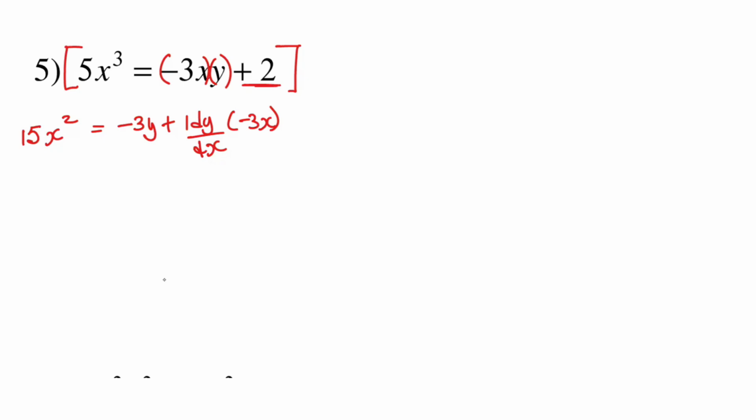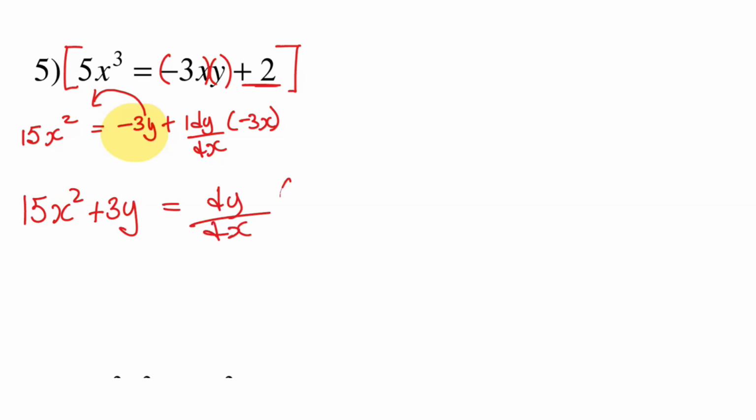So now let us start putting this together. The first thing I want to do is to migrate this to the left side. So I'm going to have a 15x squared, and this is going to be migrated. So basically, I'm going to add it to both sides. So it's going to be positive 3y on this side, and this is equal to dy dx times negative 3x. Now remember, in an effort to get dy dx by itself, I'm going to divide by negative 3x, and you could see what's going on here, negative 3x, right?